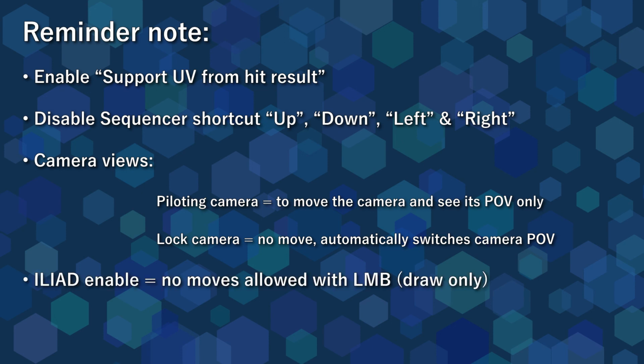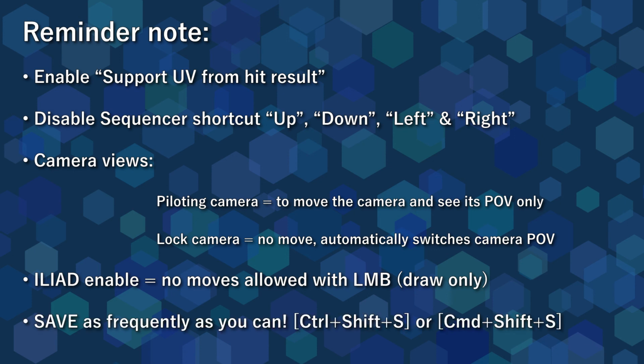When ILIAD mode is enabled and a plane is selected, the left mouse button will only draw. You won't be able to use the left click to move around. Actually, when you don't draw, I advise you to disable ILIAD mode to prevent any misbehavior. Don't forget to save frequently. If you don't and experience a crash, you will lose all your assets and actors that were unsaved. The shortcut to do so is Ctrl-Shift-S on Windows and Command-Shift-S on Mac.